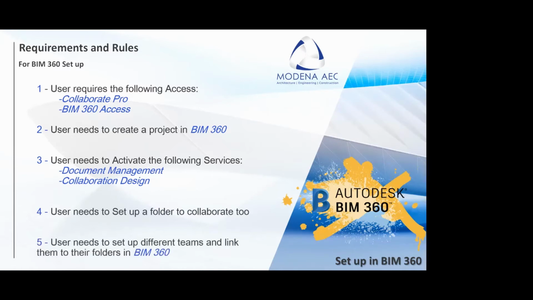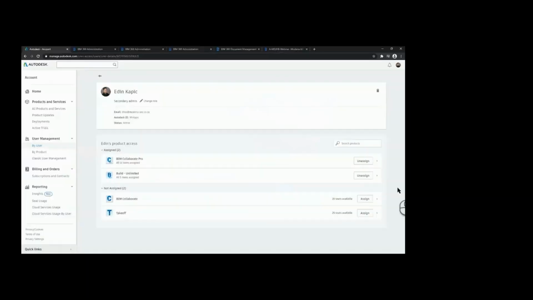And then the fifth rule, users need to set up different teams and link them to the folders in BIM 360. If you do not link the team, you will not be able to see who's collaborating within which folder, see any type of milestones, any consumable items, or any models for that fact from the team themselves. So let's take a look at what this looks like.